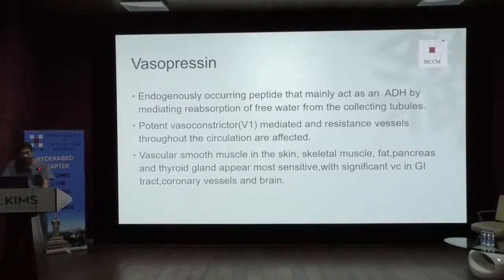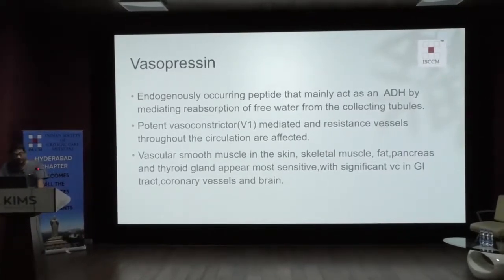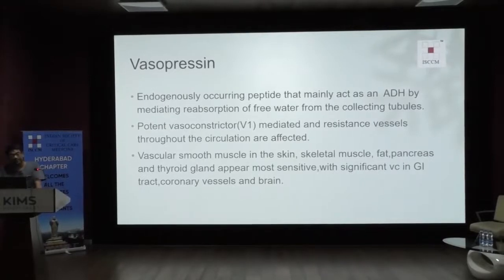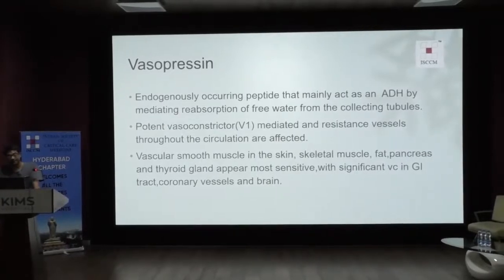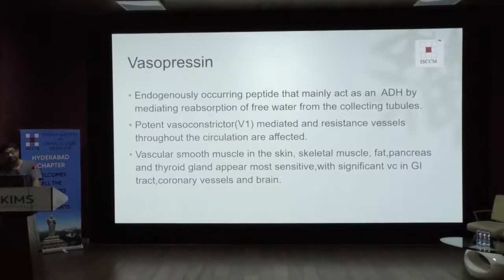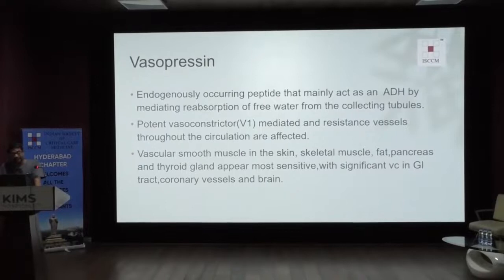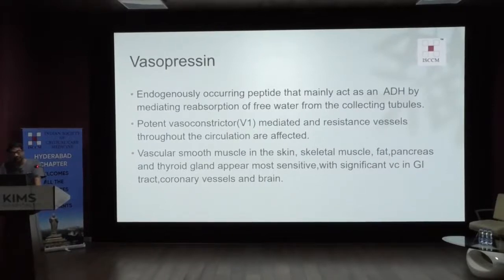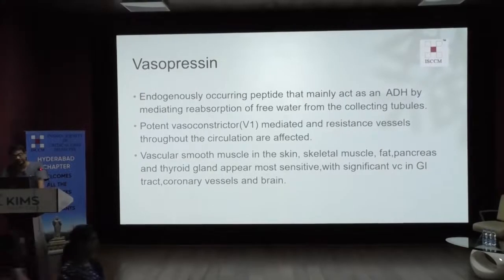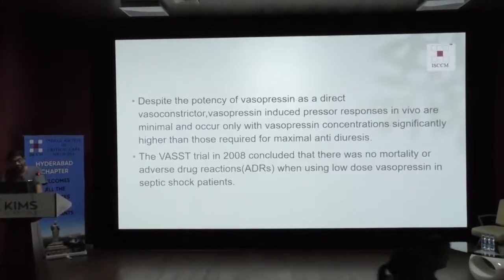Another important one, vasopressin. This endogenously occurring peptide mainly acts as ADH by mediating reabsorption of free water from the collecting tubule. It has V1 mediated effects, and resistance vessels throughout the circulation are affected. Smooth muscle in the skin, skeletal muscle, fat, pancreas and thyroid gland appear most sensitive, with significant vasoconstriction also in the GI tract, coronary vessels and the brain.